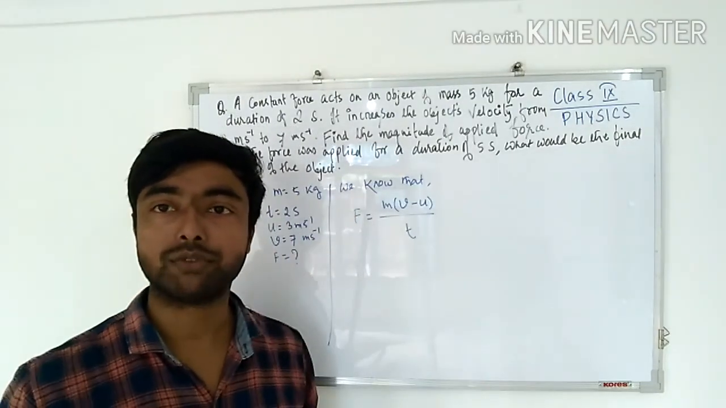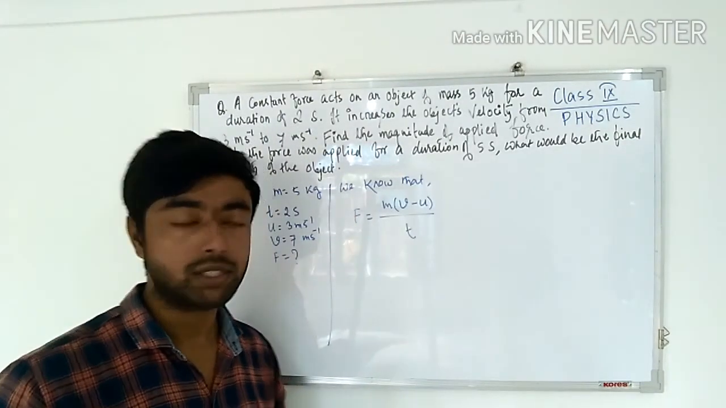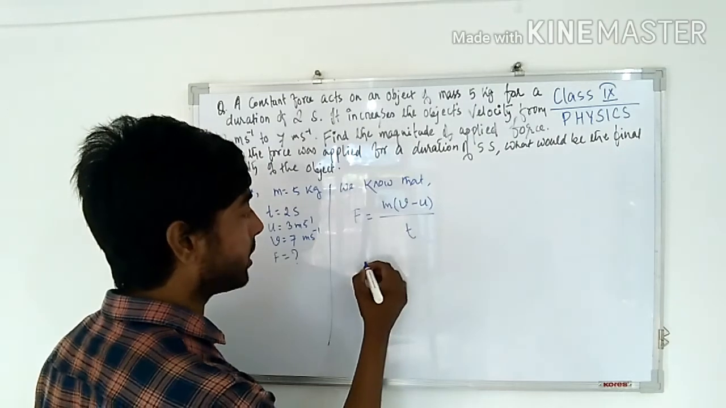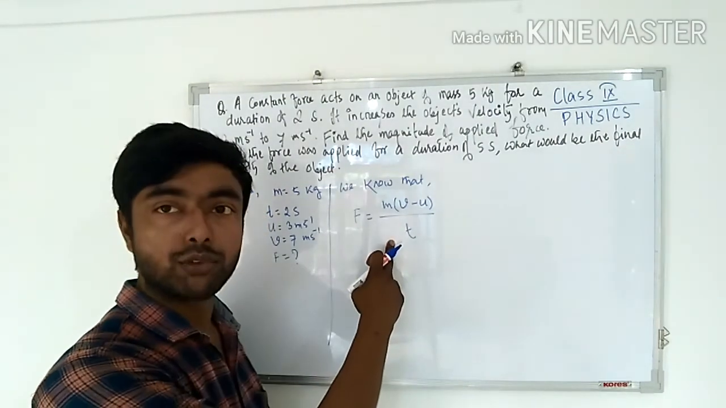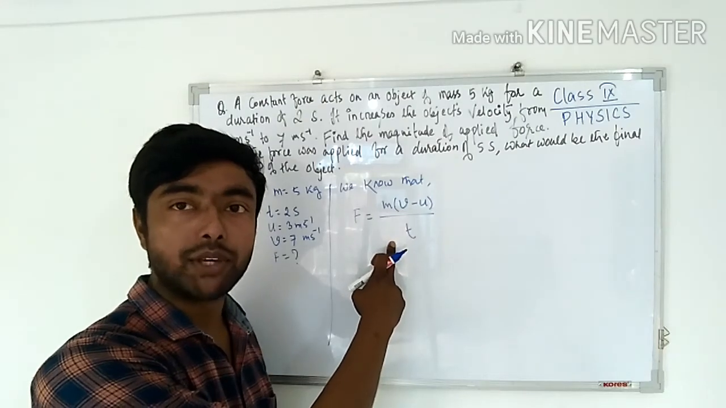F is equal to V minus U by T. So from there we need to find out F. Mass का value कितना है? This is second law of motion. We have already explained this in the previous video.